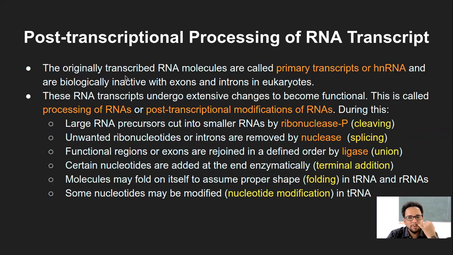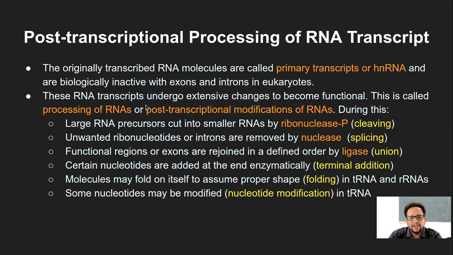Why biologically inactive? Because we have looked at the structure of mRNA. It needs to have that methylated guanine, it needs to have a poly-A tail and so on. So many different components, which are very essential for the activation of mRNA. Otherwise, the mRNA will not be able to function. That is why the primary transcript, which is synthesized after transcription, is not biologically active, and because it contains exons and introns.